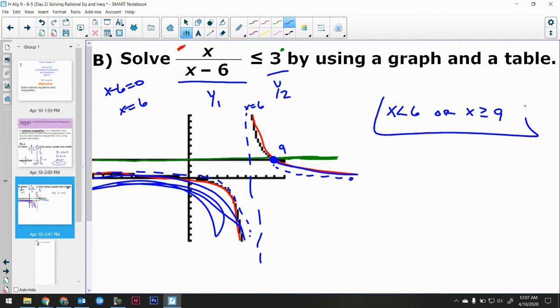Here's the x is greater than or equal to 9, and then this is all x is less than 6. Why is it an or equal to over here and not here? Because remember, this came from the asymptote, and it can't be equal to the asymptote. This came from my intersection point, and I do want it to be equal to in my intersection point.